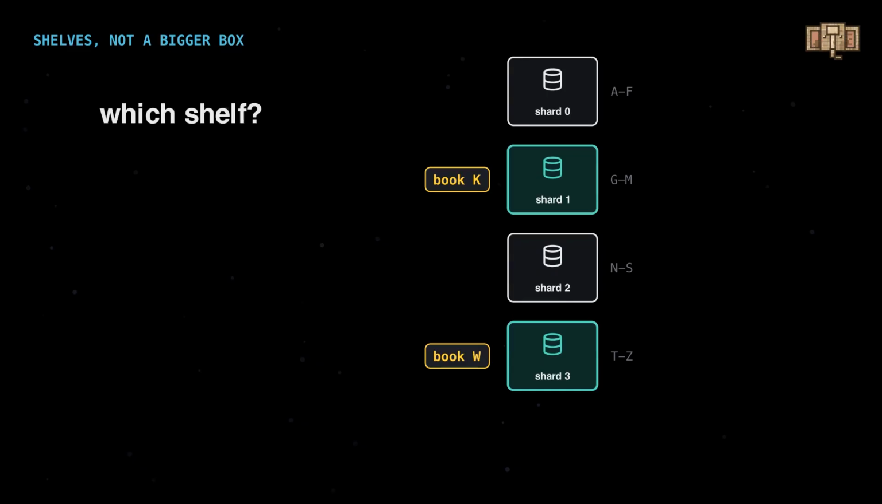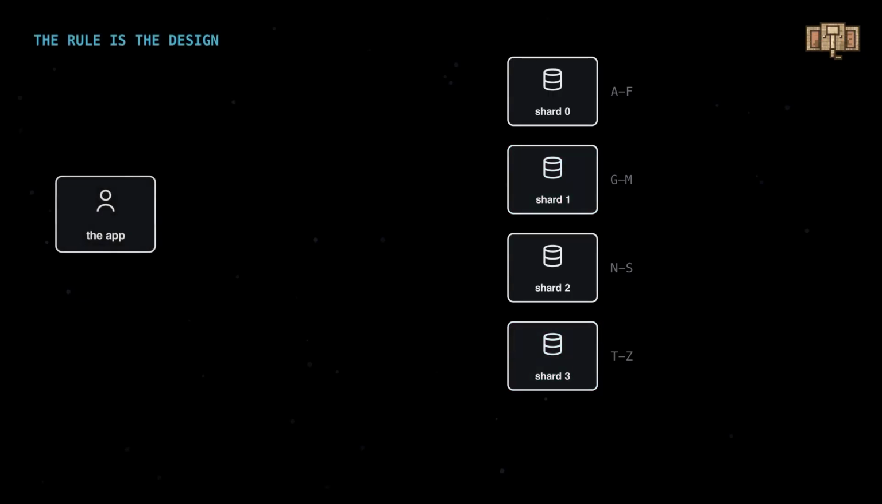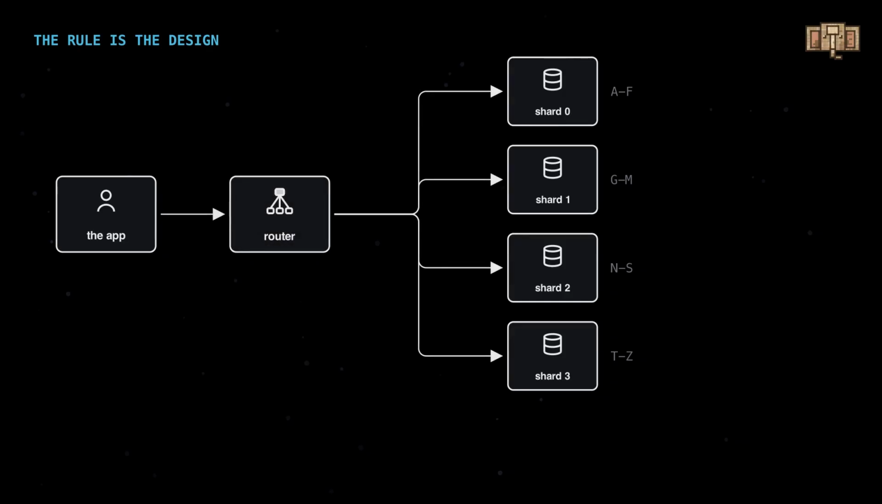But notice the new question the shelves quietly created. Which shelf? Every request now needs a rule that points it at exactly one place. Hold on to that question because it is the entire subject of this video. So here is the heart of sharding. In front of the shards, we put a router, a tiny piece of logic that every request passes through. A key goes in. The router applies one deterministic rule, and exactly one shard comes out. Same key, same answer, every single time.